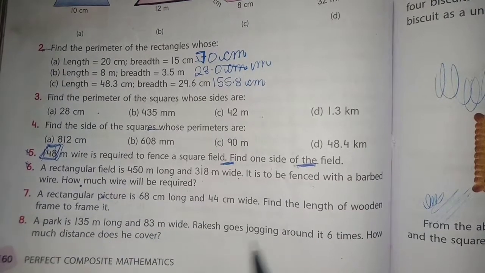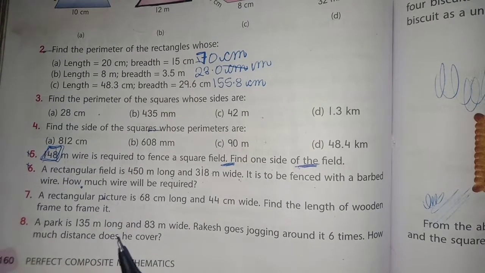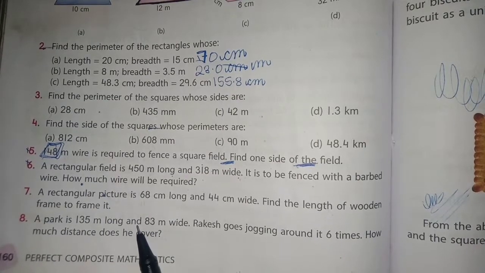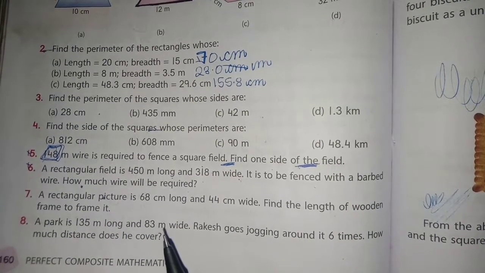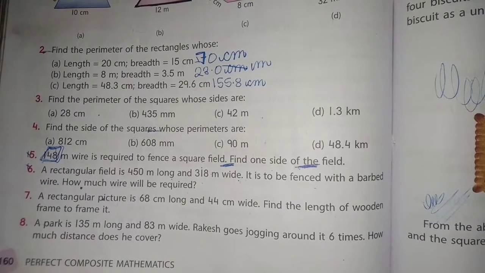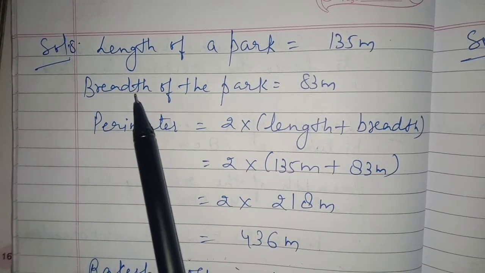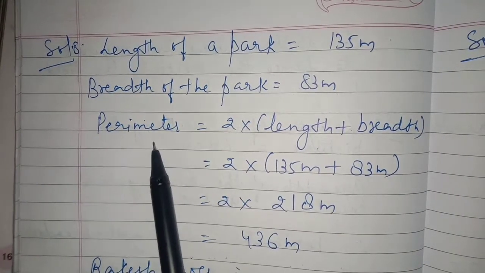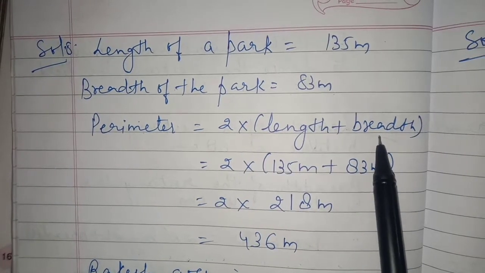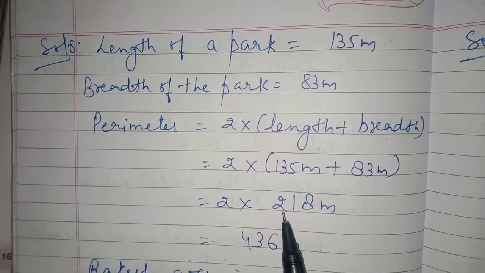So when he jogs around the park, it means he covers all the sides of the park. For that, first of all, we have to find the perimeter, and that will be the distance that he covers in one round. And he jogs around the park one time, but he jogs 6 times, so then we will multiply it by 6 to find the final answer. So the length of the park is 135 meter, breadth of the park is 83 meter, and perimeter is 2 into length plus breadth. Then we will put the values of length and breadth, add them, and get 218 meter.